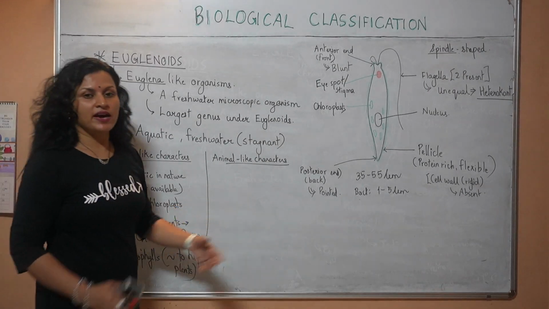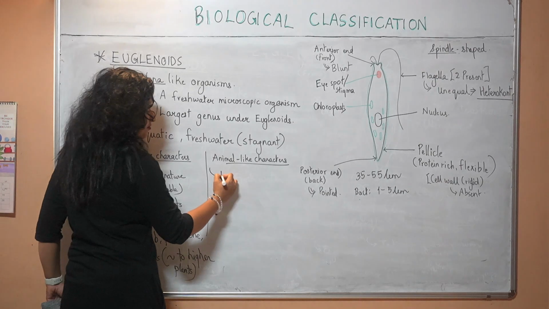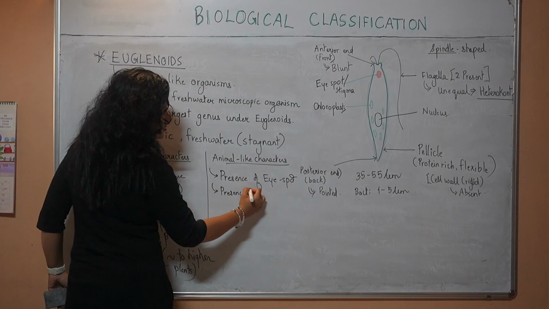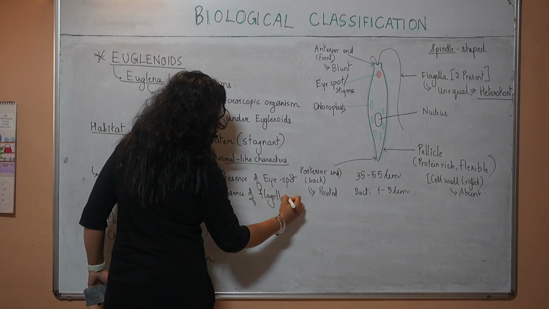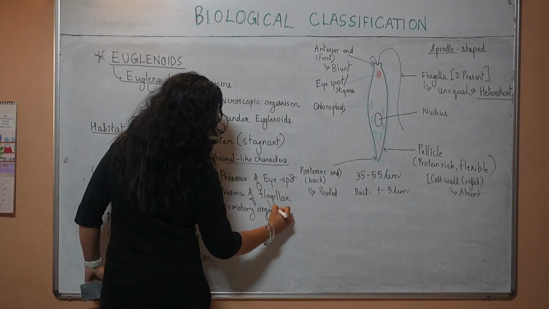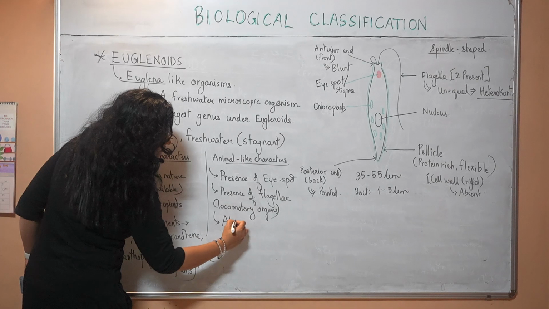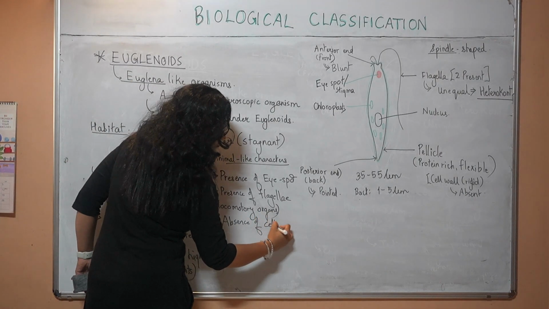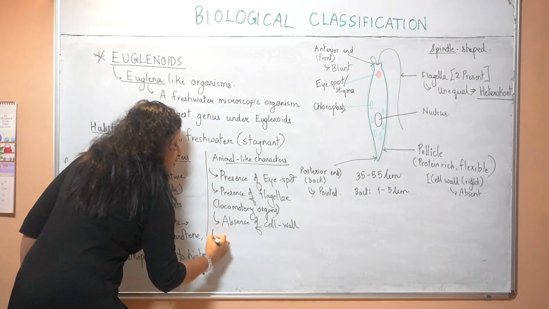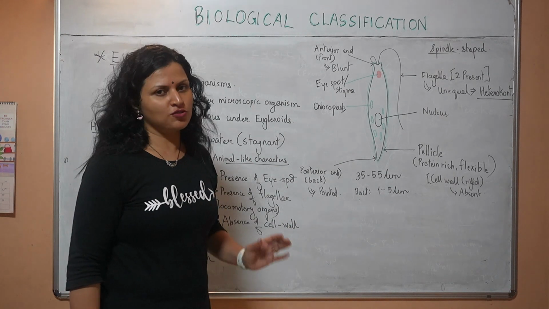But they also have animal-like features as well. What are the animal-like features? One by one. Presence of an eye spot, which helps in detection of light. Presence of flagella, locomotory organs. Locomotory organs are a feature of animals. Next point, absence of cell wall. Absence of cell wall is a feature of animals. And last but not the least, when light is available, euglenoids are going to photosynthesize.